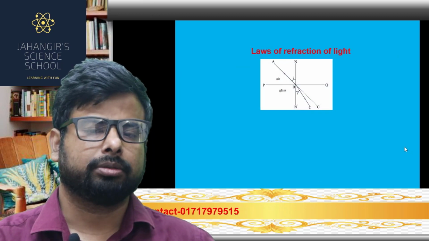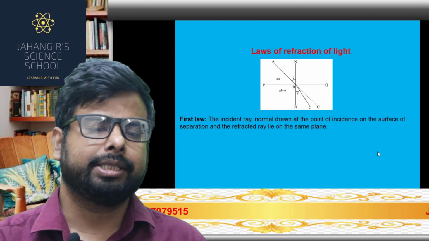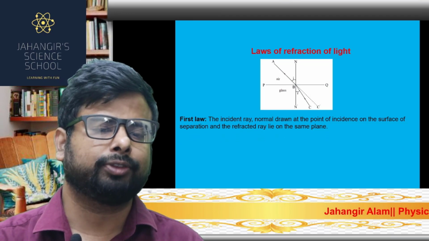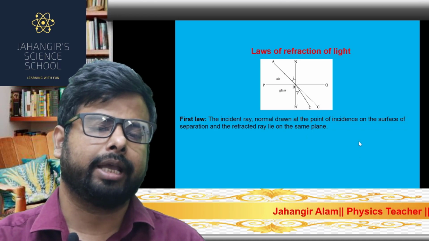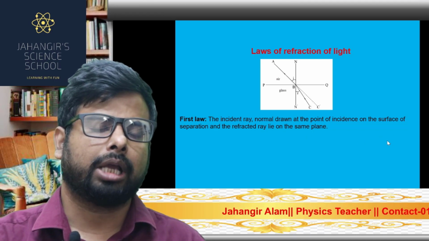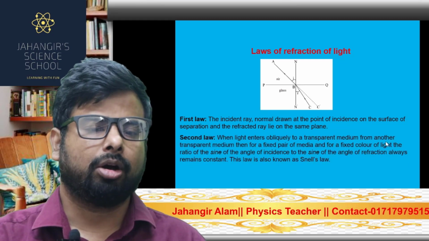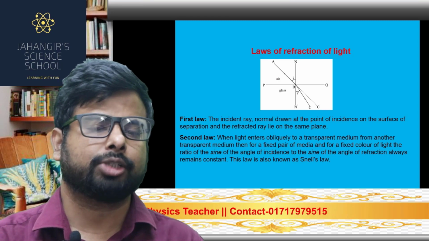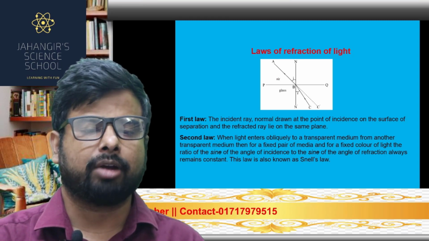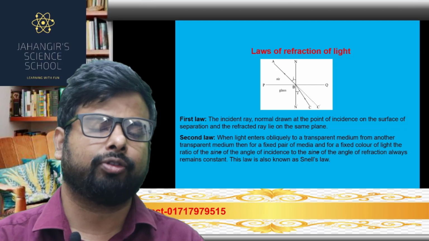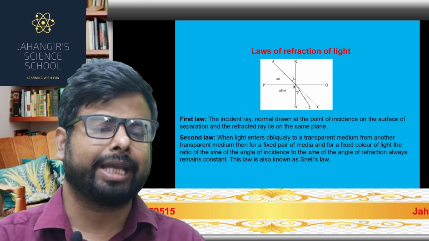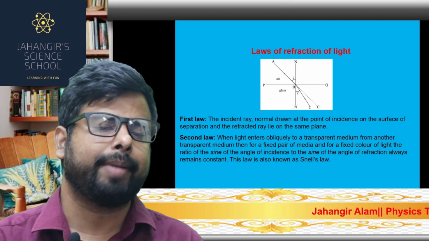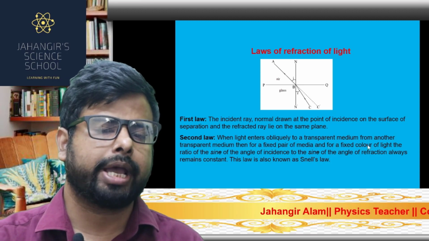Laws of refraction. First law: the incident ray, the normal drawn at the point of incidence on the surface of separation, and the refracted ray all lie on the same plane. Second law: when light enters obliquely into a transparent medium from another transparent medium, then for a fixed pair of media and for a fixed color of light, the ratio of the sine of the angle of incidence to the sine of the angle of refraction always remains constant. This law is also known as Snell's law.